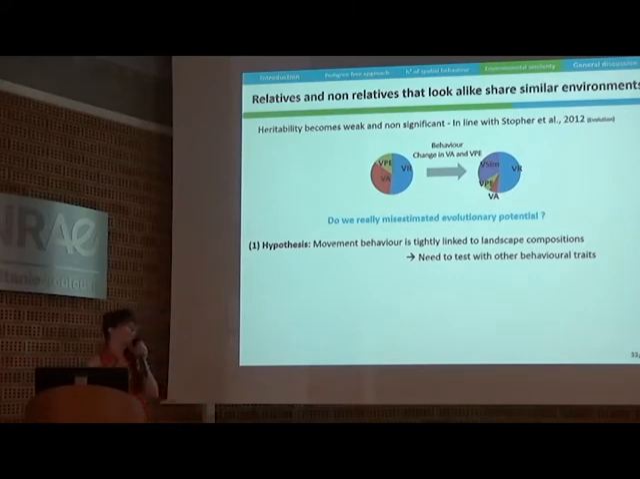So maybe we need to test it with other behavioral traits like vigilance behavior or docility. But we can also try this kind of model with other fitness-related traits, such as morphological or life history traits.